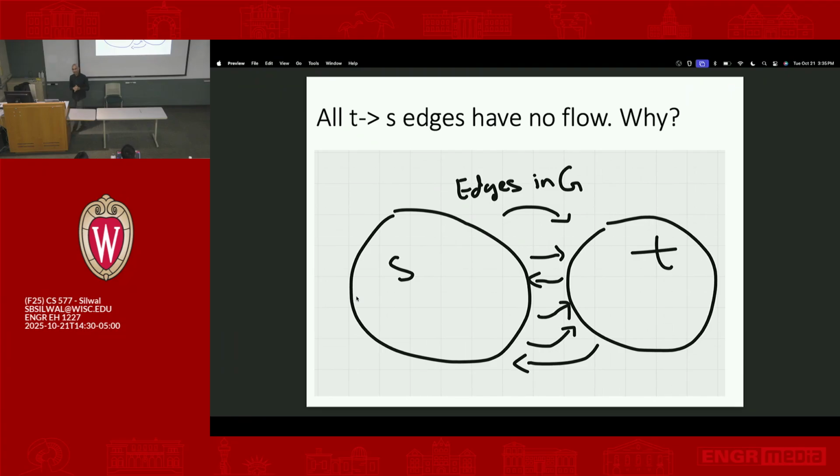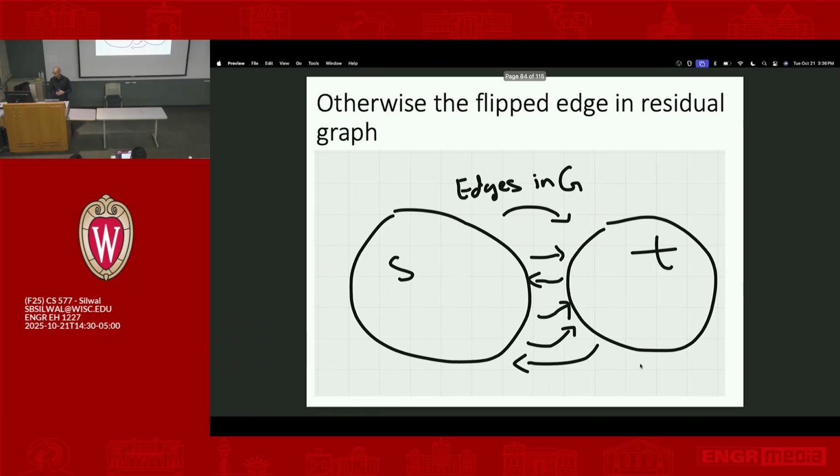It's the same argument as before. If I put any amount of flow, then in the G sub f graph, they would become green edges, and they would point the other way. That means this is not the set of reachable vertices. I could reach one more vertex, okay? So it's basically using the properties of why the algorithm stopped to argue some mathematical structure, okay? So that's the main idea. Otherwise, with the flipped edges in the original graph, I can reach one more vertex.